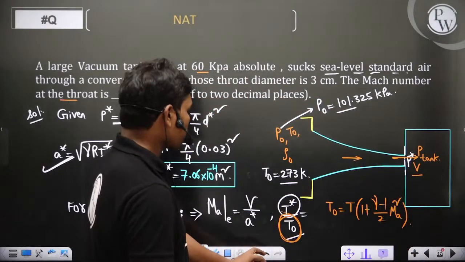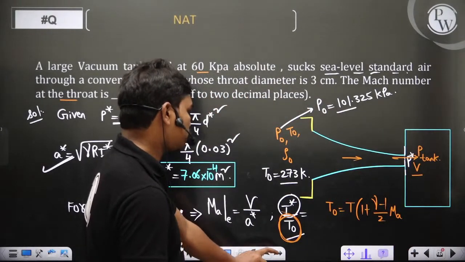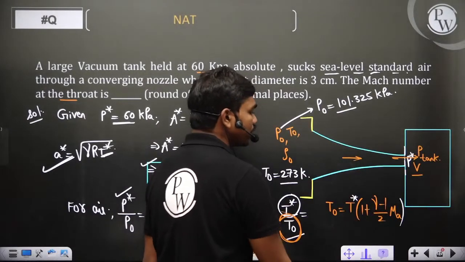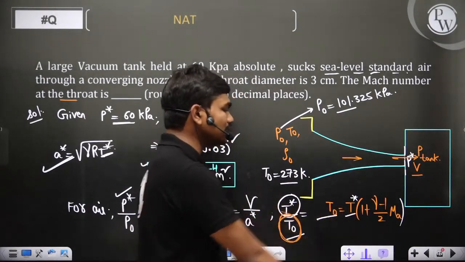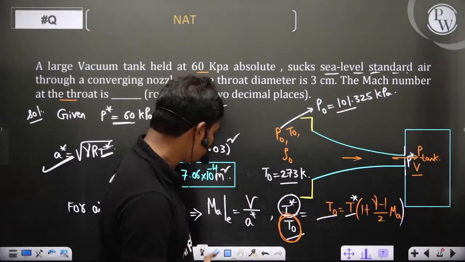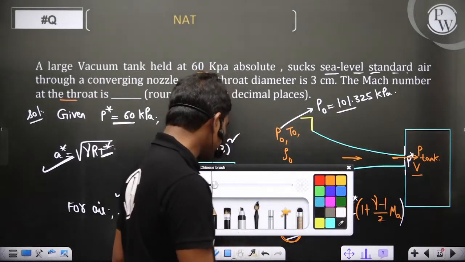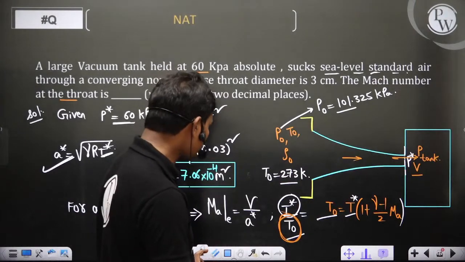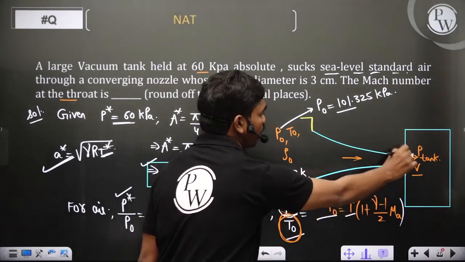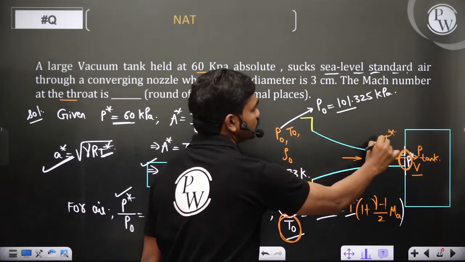So this is T star actually. You can calculate, because T naught is known to you and T star is also known. This relation can help you directly when Mach is equal to 1, but here Mach is not equal to 1. So anyway, if you calculate the temperature at this point, that resolves all the issues, correct?